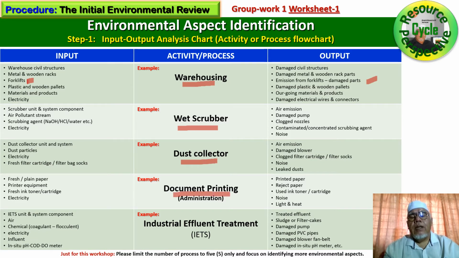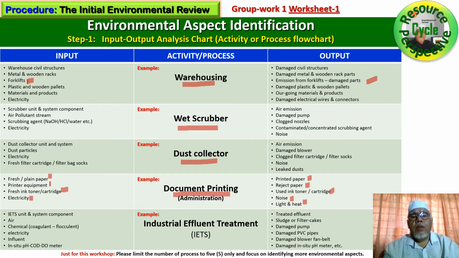Printing: this is an activity, not an aspect. What comes into printing? Take a look. Paper, the printer itself, printing cartridge, toner, electrical energy. These are all inputs. I hope you see the point now. Printing is not an aspect, it is an activity. Now, printed paper, reject paper, used cartridge, noise, light and heat are all output environmental aspects. So we have to remember to know which is input and output environmental aspects.